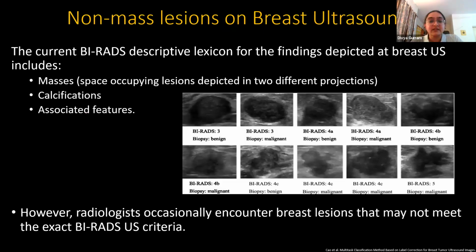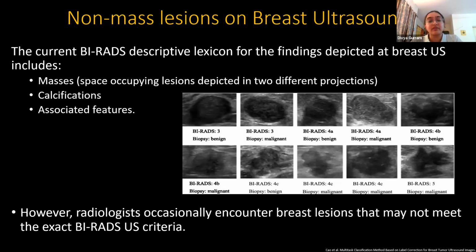The term non-mass finding is not currently included in the current Breast Imaging Reporting and Data System, BI-RADS, ultrasound lexicon. The current BI-RADS descriptive lexicon for findings depicted on breast ultrasound only includes masses. As you can see in this image, the masses are space occupying lesions which are depicted on two different projections. In all these various subcategories, that is BI-RADS 3, 4A, 4B, 4C, and BI-RADS 5, all these lesions have convex borders, and you can also find associated features like calcification, ductal dilatation, architectural distortion, nipple retraction, skin thickening, etc.